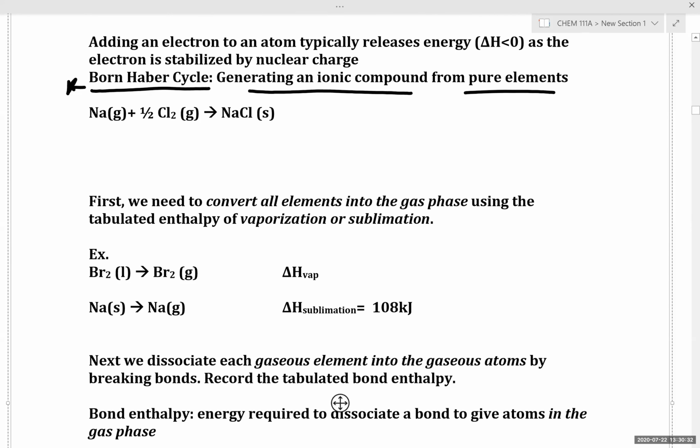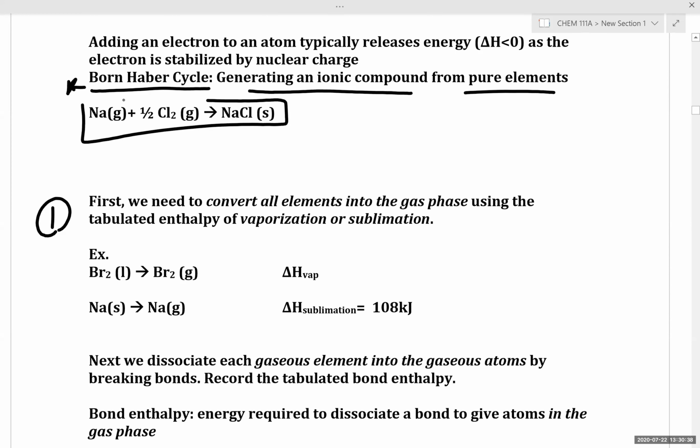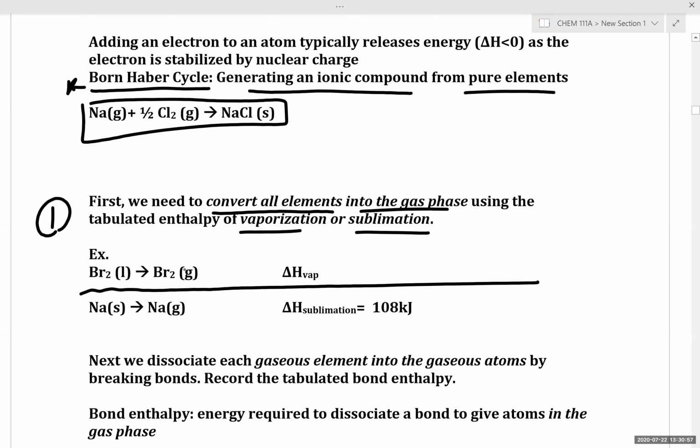So if we think about the Born-Haber cycle as a series of steps, let's suppose we want to model the reaction of sodium and chlorine to generate sodium chloride. The first thing we need to do is convert all of our elements into the gas phase using the tabulated enthalpy of vaporization or sublimation. So as an example, we'd have to take bromine from the liquid to the gas phase, and liquid to gas phase transitions, that's known as the enthalpy of vaporization.